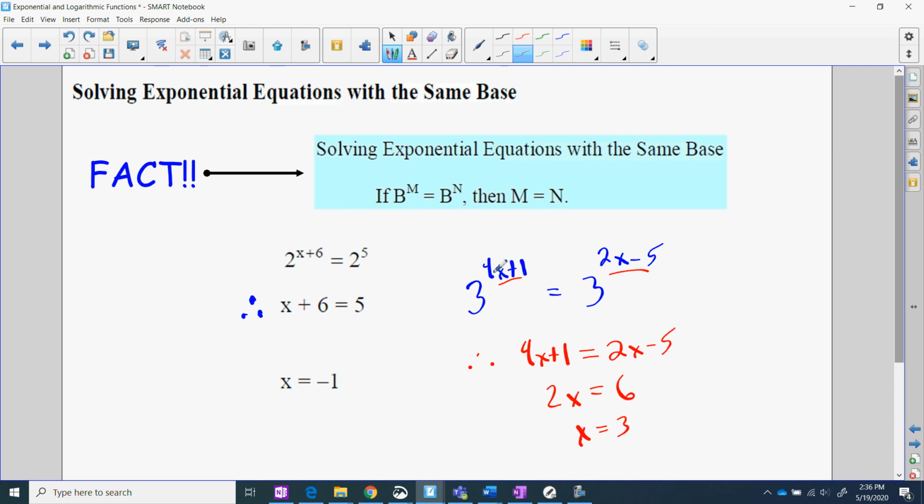So let's check. If I put 3 in here, I'd get 3 to the 12. If I put 3 in, sorry, let me try that again. What did I do wrong? Oh, this should have been minus 6, which would make this a minus 3, not positive 3. Let me try that again. 4 times negative 3 is negative 12, plus 1 is negative 11. 2 times negative 3 is negative 6. Take away 5. That's also negative 11. So x equals negative 3 is in fact the solution to this exponential equation.